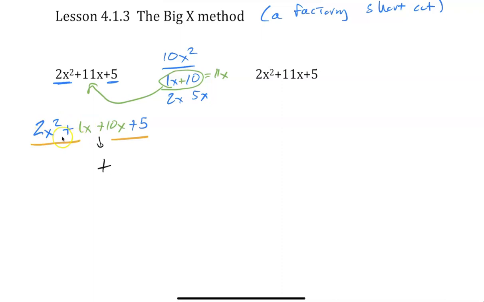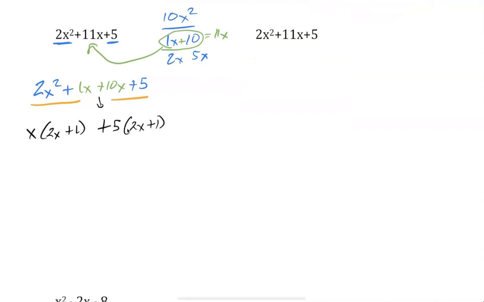These first two have an x in common, so you get 2x plus 1. These second two can both be divided by 5, so put a 5 on the outside, and you get 2x plus 1. And then these match, so pull them out, and you get 2x plus 1 times x plus 5.